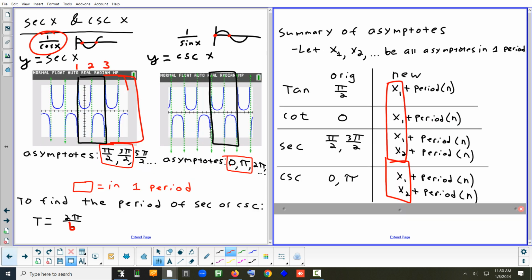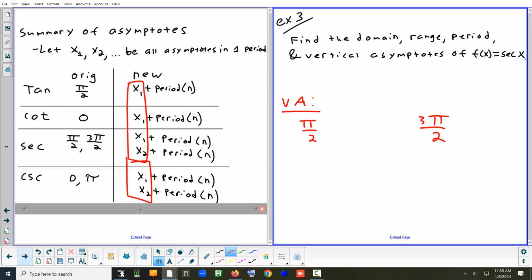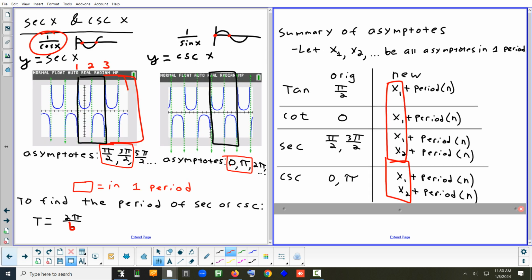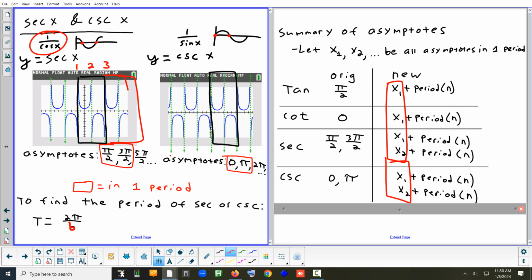Now, those aren't the only two. Each of those asymptotes is going to repeat. How often? Every period. So we have to figure out what that period is. We're thinking of this as the odd asymptote, and we're figuring out how often it repeats. And then we're going to figure out how often the even asymptote repeats.